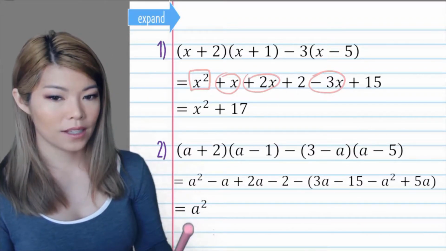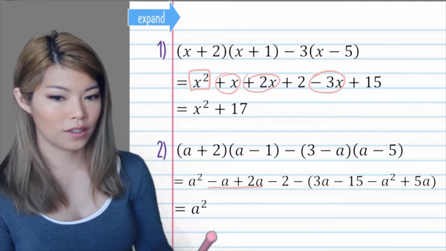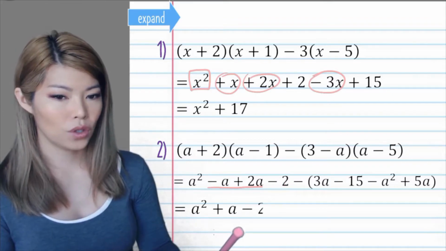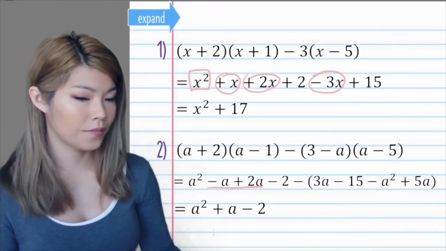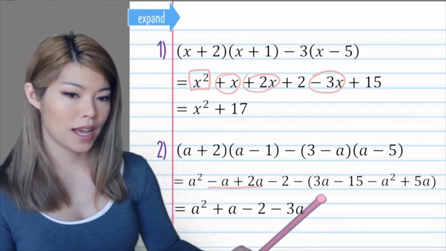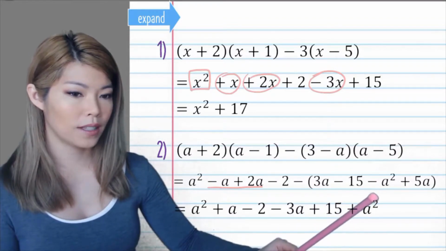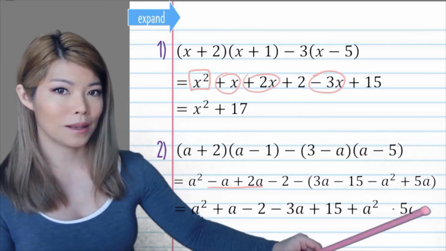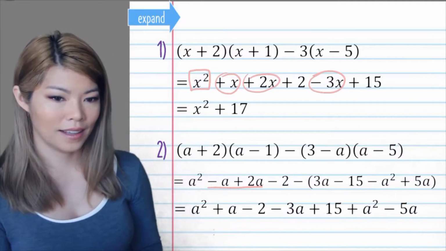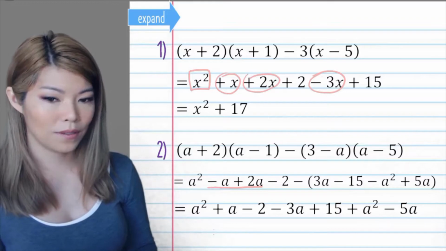So we have a squared, well, minus a plus 2a is just a, and minus 2, and now expand the negative. We have minus 3a, minus minus is plus 15, minus minus is plus a squared, minus plus is minus 5a. Oh, so many. Let's simplify this.